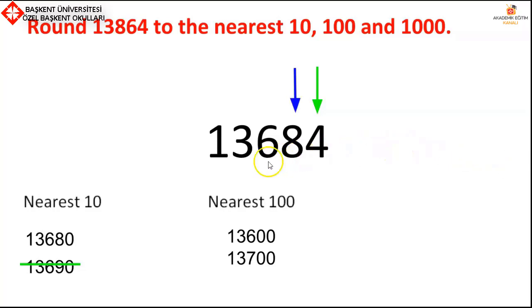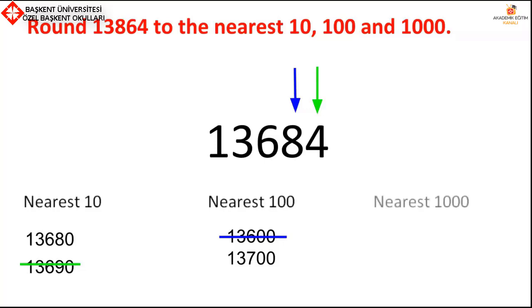So we're looking at the 100, the 6. The 8. If it's 8, we're going to go up. So it's going to go up from the 6 to the 7. So the correct answer is 13,700.